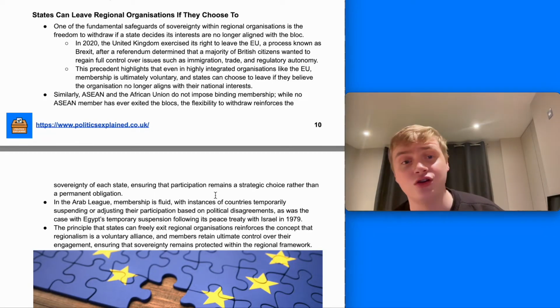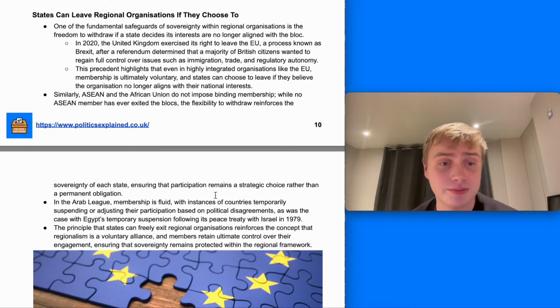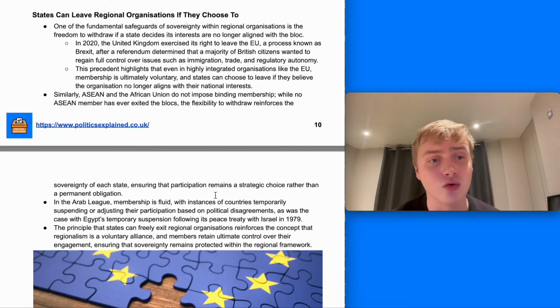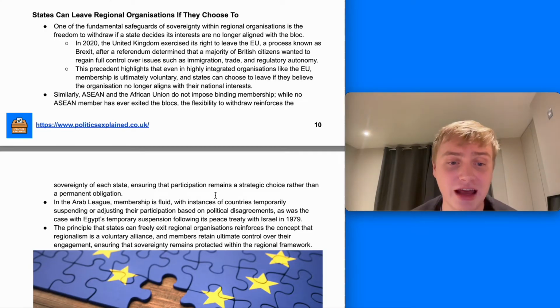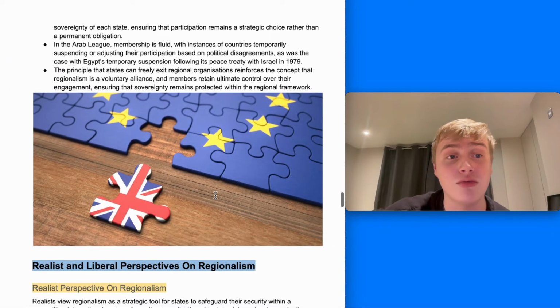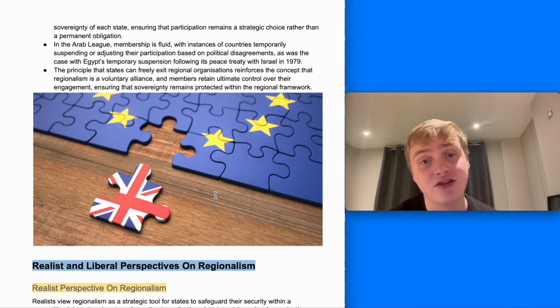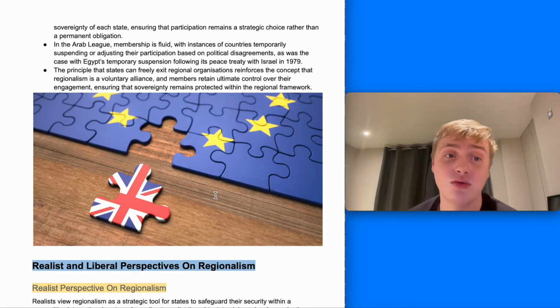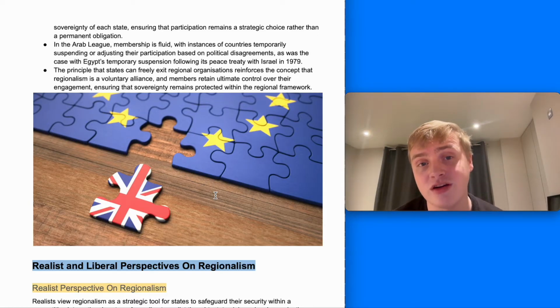So ASEAN and the African Union are exactly the same, they don't impose binding membership. And the flexibility to withdraw reinforces the sovereignty of each state. And membership is fluid in the Arab League, with instances of countries temporarily suspending or adjusting their participation based on political disagreements, as was the case with Egypt's temporary suspension following its peace treaty with Israel in 1979.